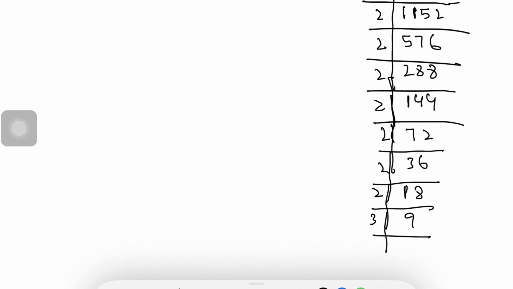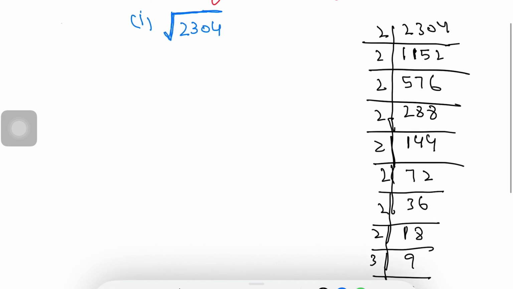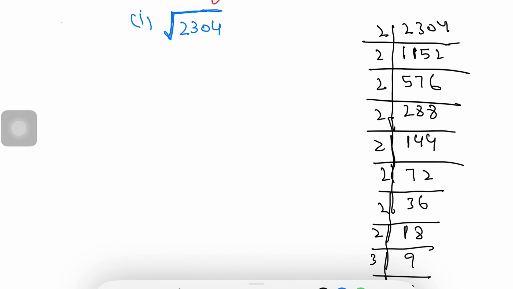Okay, and now again we do not use the table of 2 because here is the number 9. So 9 is an odd number and we move forward to the table of 3. Okay, and 3 3s are 9 and 3 3s are 9. So we get the factors by the prime factorization method.